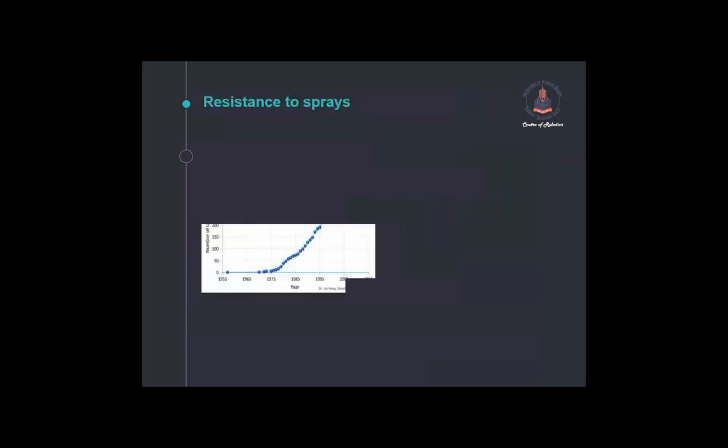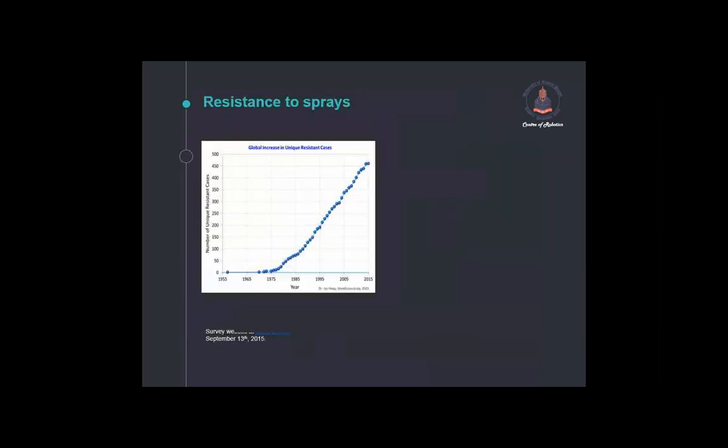Here we list the number of weed types which have become resistant to herbicides that were used against them. Around the 1970s, we can see the number is very small. There are 2 or 3 weeds which developed this resistance, but around 2015, we have more than 450 types of weeds which have developed resistance to traditional herbicides.